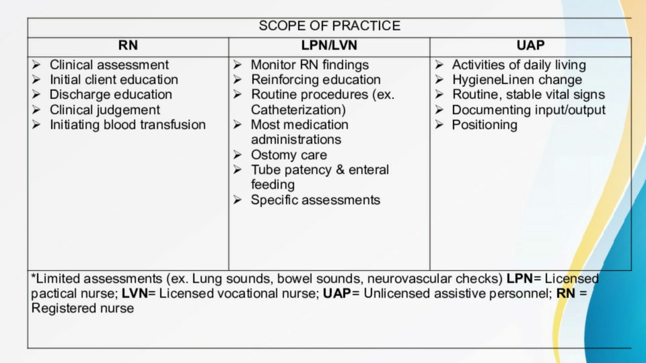Here are the scope of practice. For RN or registered nurse, they should do the following: clinical assessment, initial client education, discharge education, clinical judgment, initiating blood transfusion. For the LPN or licensed practical nurse and LVN or licensed vocational nurse, they should do the following: monitor RN findings, reinforcing education, routine procedures, catheterization, most medication administrations, ostomy care, tube patency, enteral feeding, specific assessments. And for the UAP or unlicensed assistive personnel, they should do the following: activities of daily living, hygiene, linen change, routine, stable vital signs, documenting input-output, positioning.